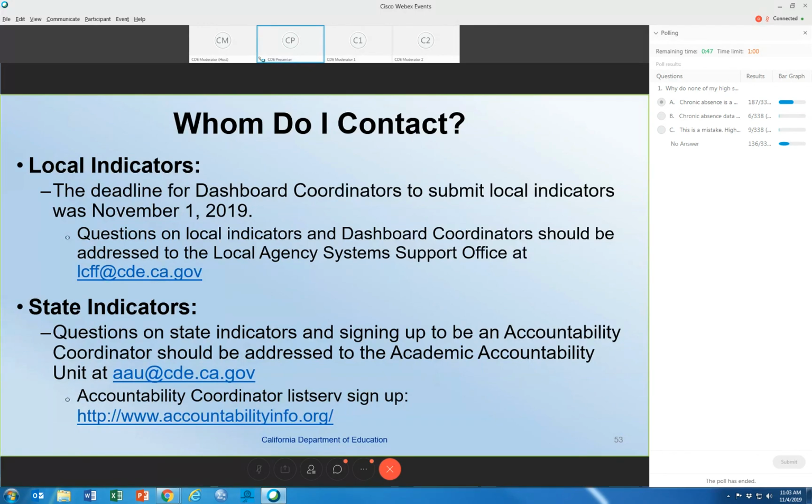If you don't have a secure accountability coordinator, you really need to sign up for that. There is a link that we're providing in the slide deck. It's also on our website. If you sign up for a secure accountability coordinator, you will get access to the preview. We allow districts and charter schools to have up to 2 secure accountability coordinators. So if you haven't signed up for that, please do so.